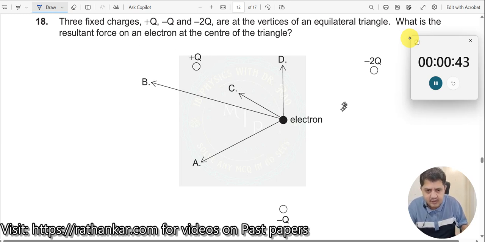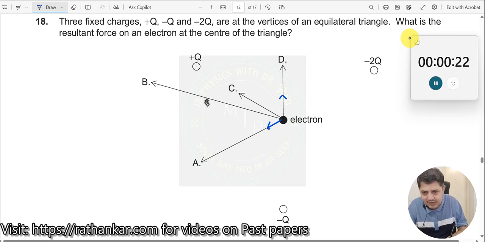Electron is here. Now what will this minus 2q do? Minus 2q will push this electron like this, maybe along here. This minus q will definitely push along over here. These two are being pushed like this. Then see, this plus q attracts the electron this way. For the time being, if you look at it, it appears it is C over here. It is not C for some reason.